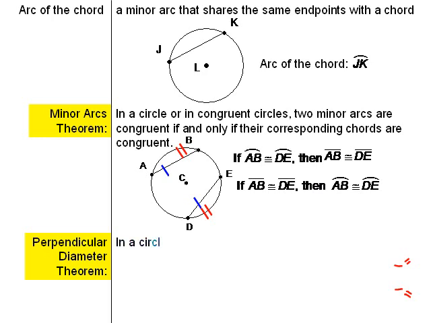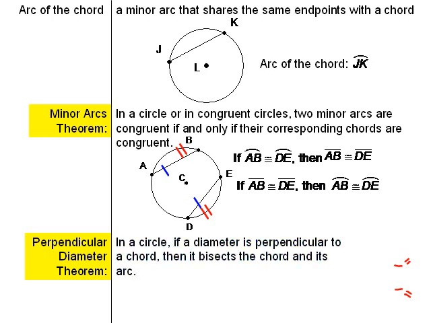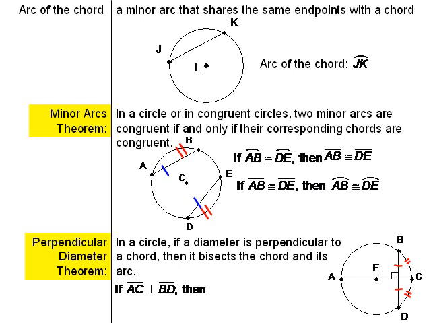Our perpendicular diameter theorem. In a circle, if a diameter is perpendicular to a chord, then it bisects the chord and its arc. So given circle E, we have diameter AC, which is perpendicular to segment BD. Since segment AC is perpendicular to segment BD, that means it cuts both segment BD and arc BD in half. So we know that the two pieces of segment BD are congruent and the two pieces of arc BD are congruent. So arc BC and arc CD are congruent.